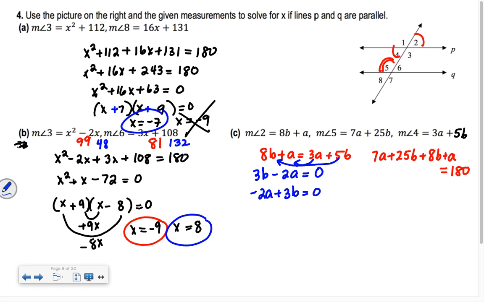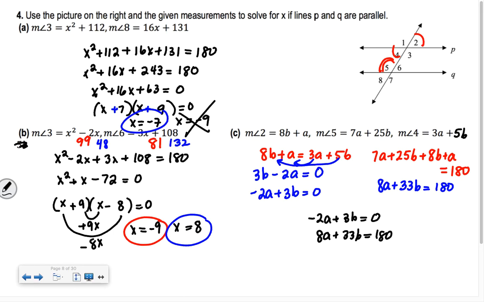So let's line up the a's and b's on this other one. How many a's am I going to have? 7a and 1a make 8a. And then I'm going to have 33b equals 180. So we line these two equations up. So it's all coming back to you? Yeah, elimination, right?